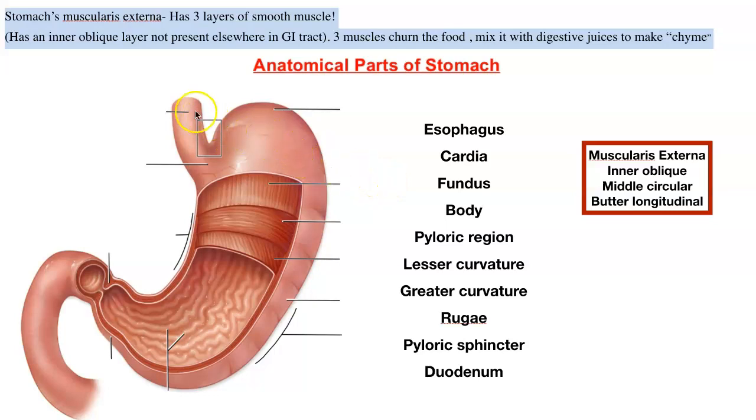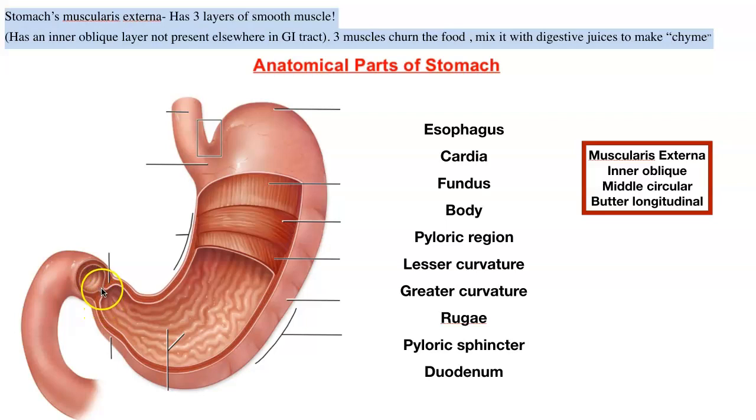Again, here's the esophagus. The cardia is at this junction of the esophagus with the stomach. This part up here is the fundus. This part of the stomach is the body. Here is the pyloric region. This is the lesser curvature. This is the greater curvature. This is the rugae.